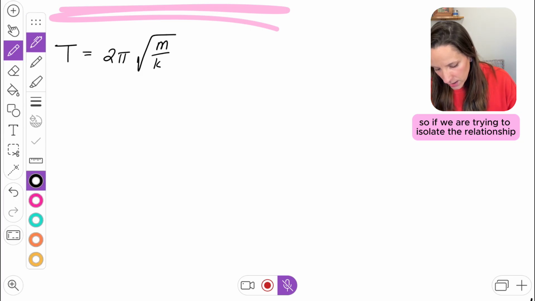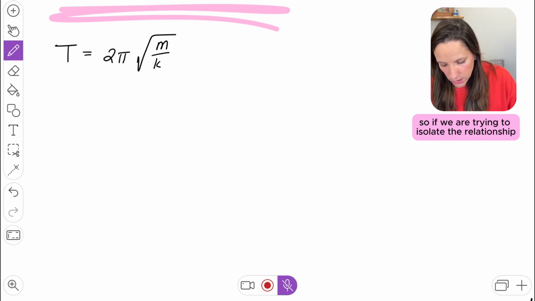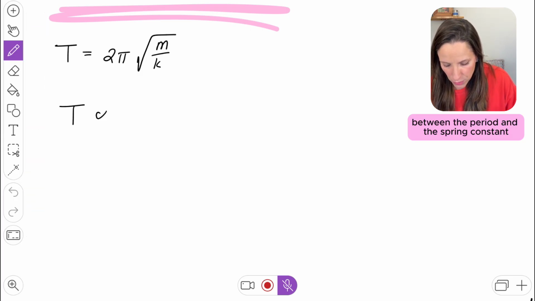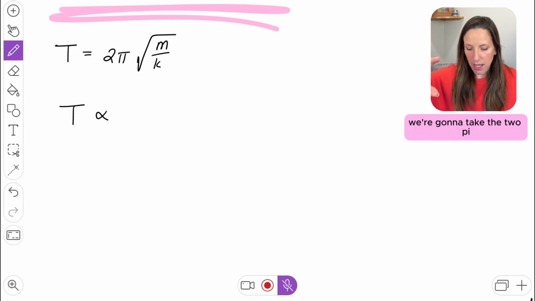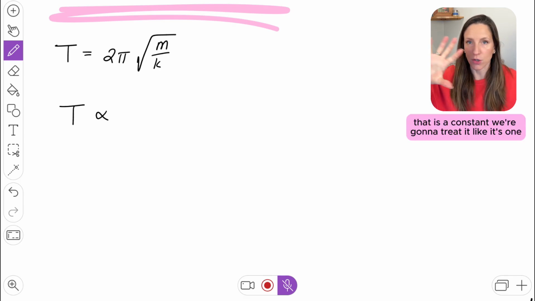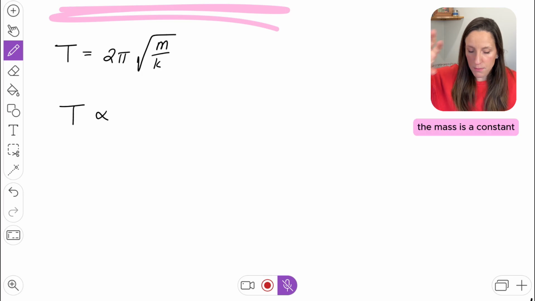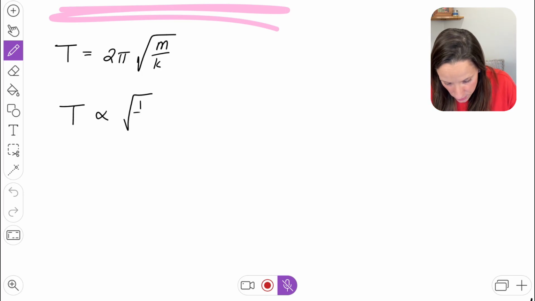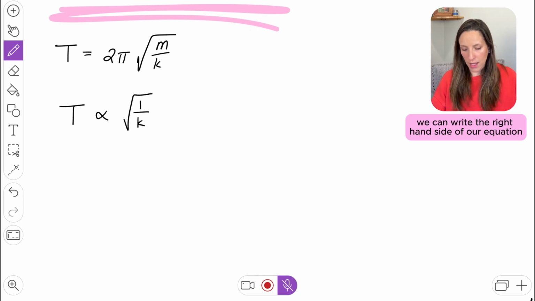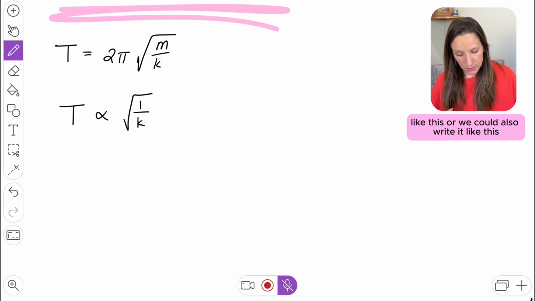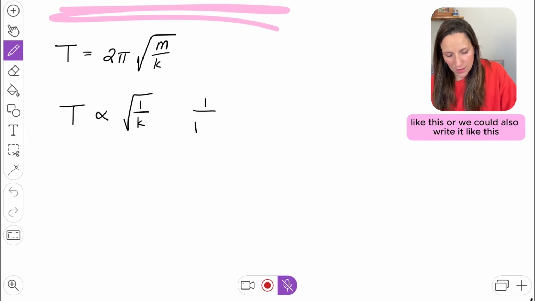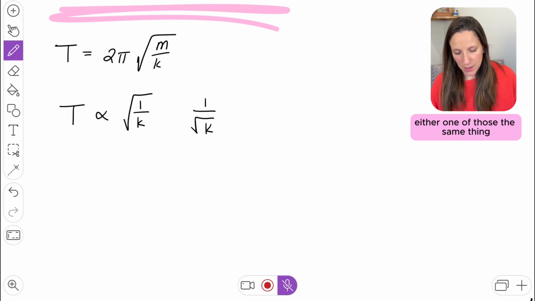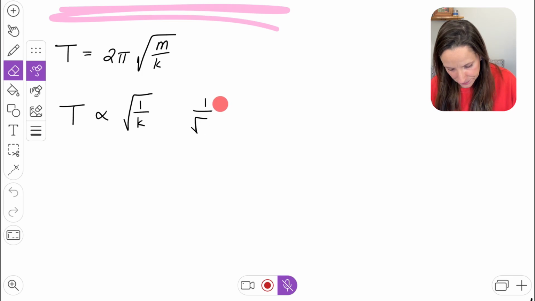So if we are trying to isolate the relationship between the period and the spring constant, we're going to take the 2 pi, that is a constant, we're going to treat it like it's 1. The mass is a constant, we're going to replace that with a 1. So we can write the right-hand side of our equation like this, or we could also write it like this. Either one of those, same thing.